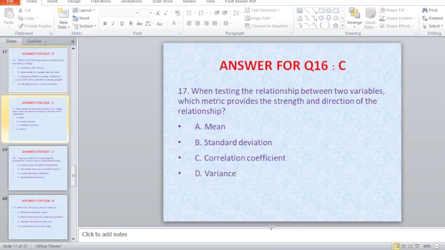Question number 17. When testing the relationship between two variables, which metric provides strength and direction of relationship? A. Mean. B. Standard deviation. C. Correlation coefficient. D. Variance. The answer for question number 17 is C. Correlation coefficient.